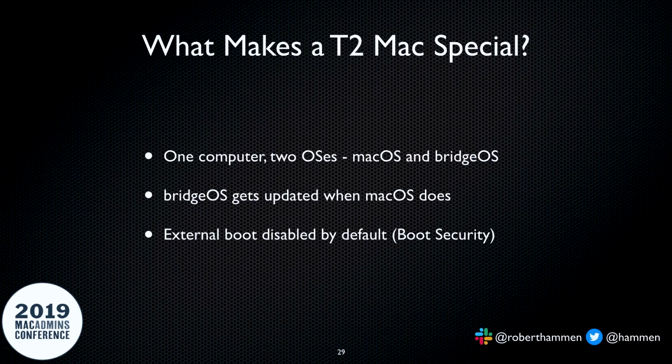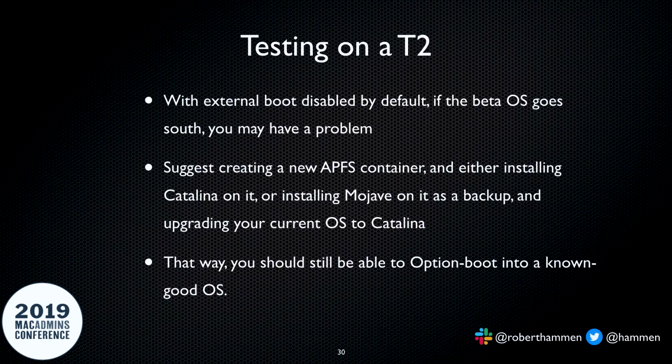And T2 machines typically have external boot disabled by default. You can't net boot them. You can't hold the option key and boot off an external drive, at least unless you boot into recovery and use the boot security utility to change that setting. So when you're testing on a T2 machine, if your beta OS goes south, you might have a brick.